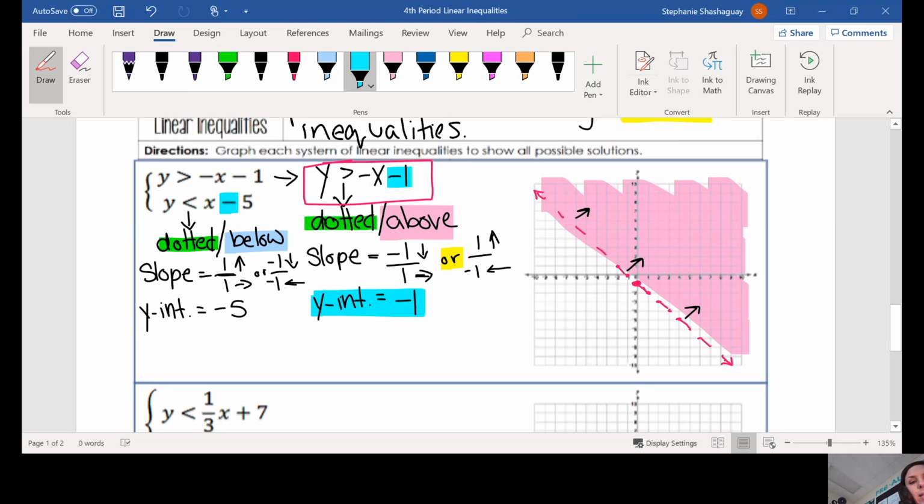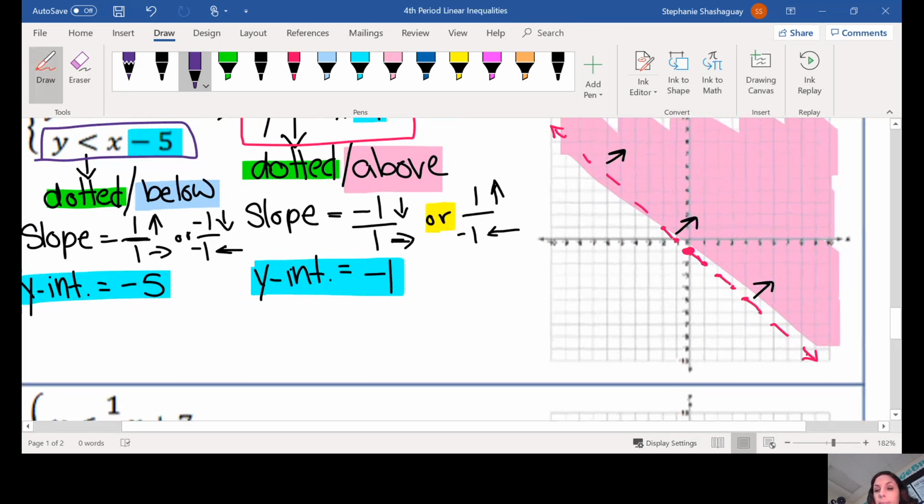Okay, because right here is my constant, so that is my y-intercept, -5. So now I'm going to go to my graph, and I'm going to graph this in purple. Okay, so y is less than -x minus 5. To graph that, I'm going to go down to -5. And again, I'm going to zoom in just a little bit more so you can see it better.